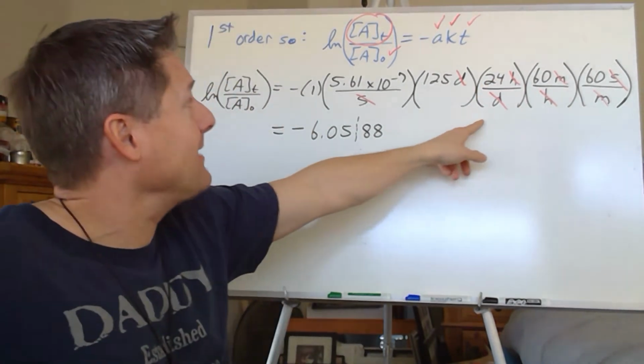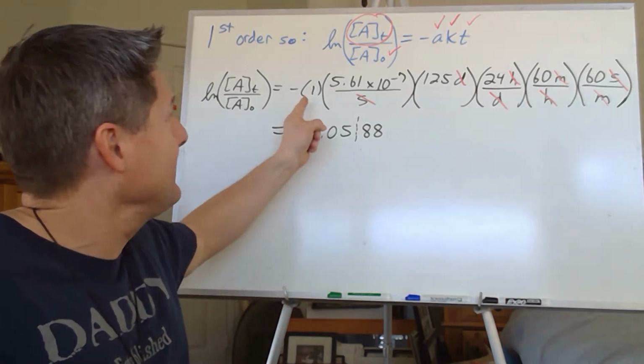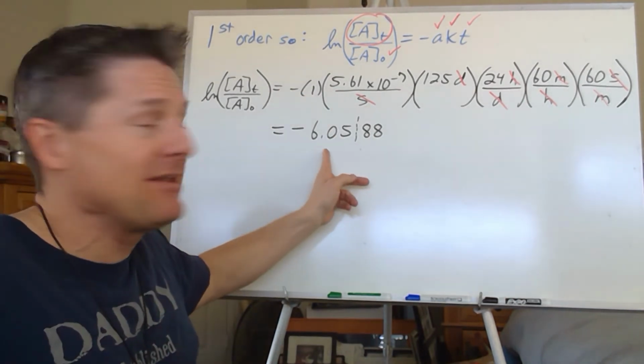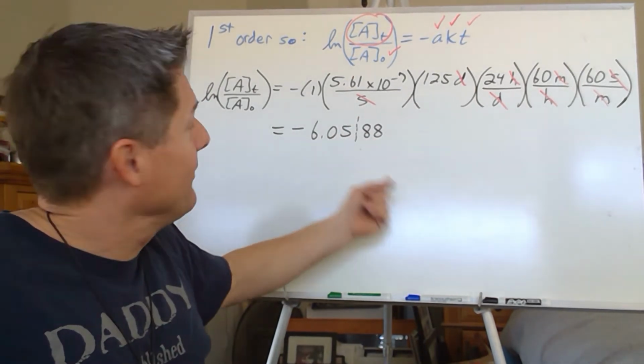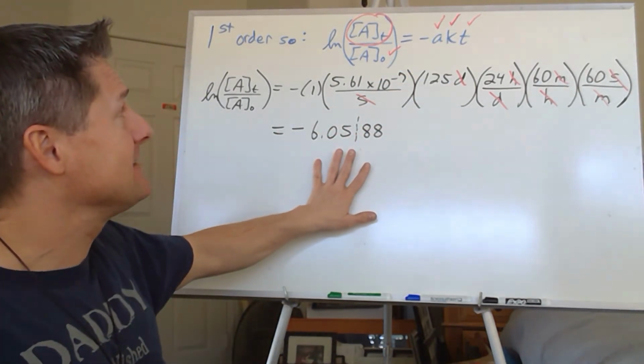These are all exact. 3 significant figures in the time, 3 significant figures in the rate constant. That number's exact, so I got 3 sig figs. So when I do all of this, I get negative 6.0588. Put my vertical dash line between the 5 and the 8 to reflect the 3 significant digits. So that's the negative akt term.